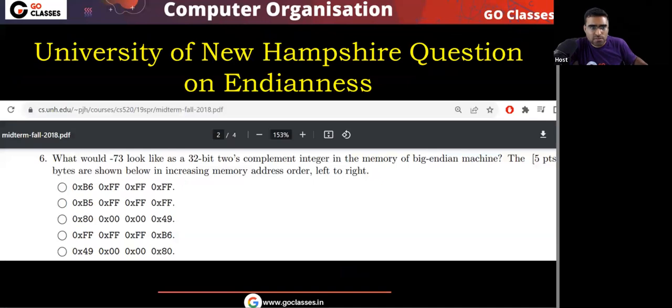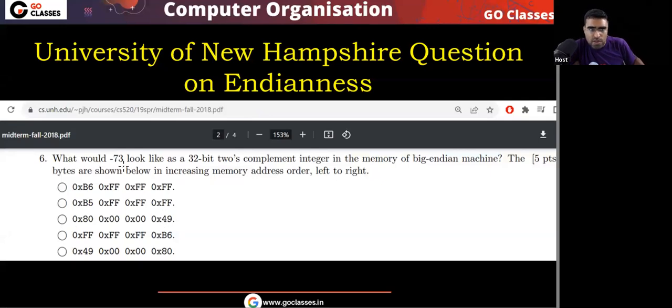Let's solve this question. This is another question from the University of New Hampshire on the concept of Endianness. Tell me the answer. This is a question based on Endianness and 2's complement. Okay, let's see what the answer for this question is.